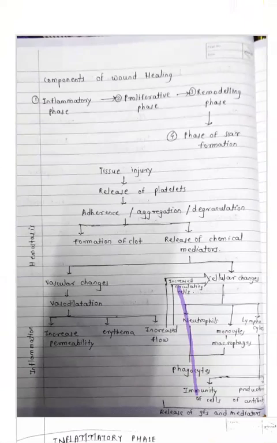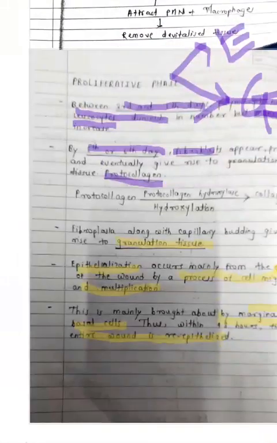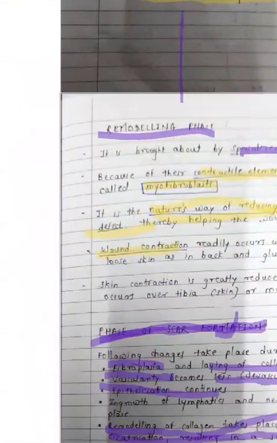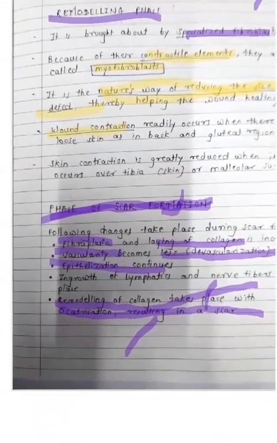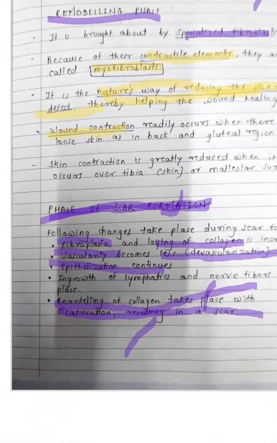Also there will be invasion of lymphatics and nerve fibers. All these things will contribute, and there will be ingrowth of lymphatics and nerve fibers. Epithelialization continues, and remodeling of collagen takes place with cicatrization resulting in scar formation. So this is an important question, phases of wound healing.